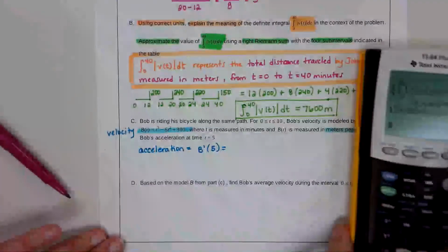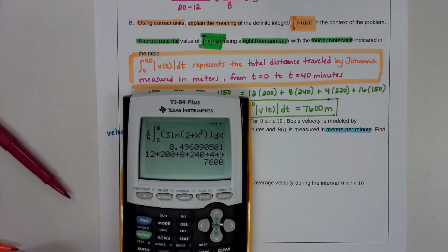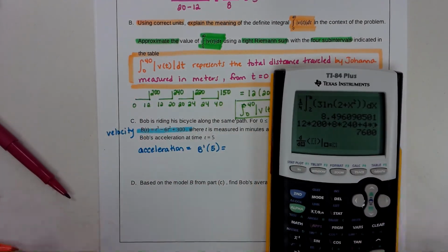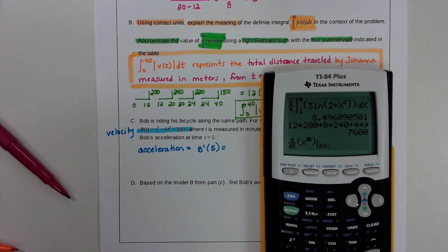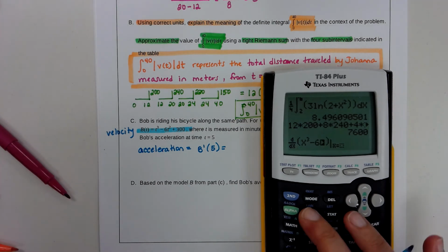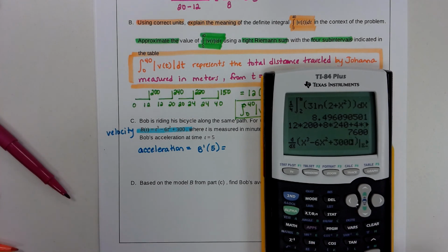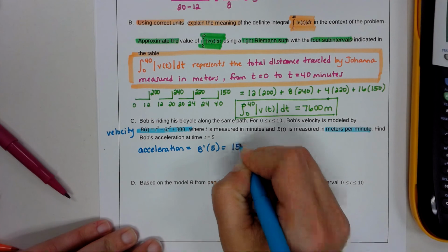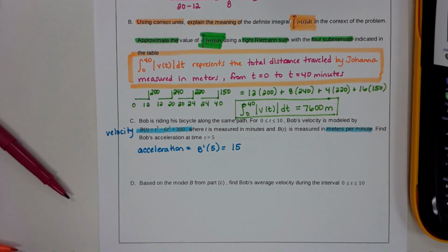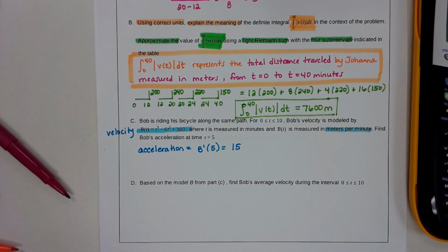Now again, I have a calculator, so I'm going to go ahead and just use that. So I'm going to go to math option 8, which says take the derivative. I'm going to type in my function, which is x to the third power minus 6x squared plus 300 at 5, and I get 15. Now, it does not say that I need units here, so I'm not going to put units because if I do extra, then I could be marked down if I do it wrong. The units would be meters per minute squared.